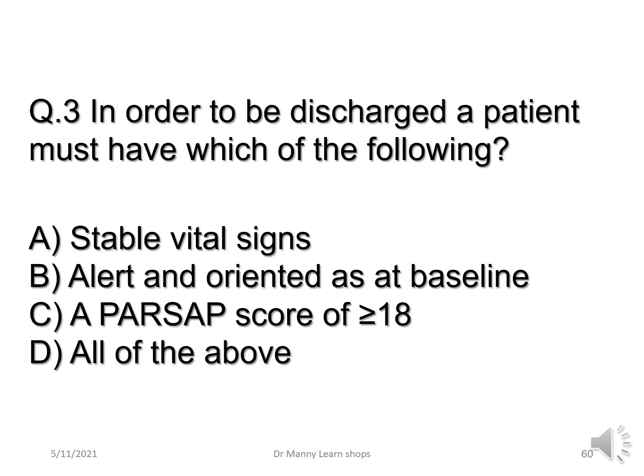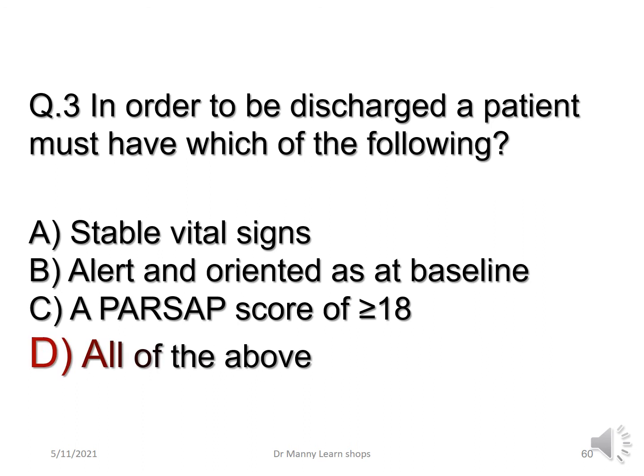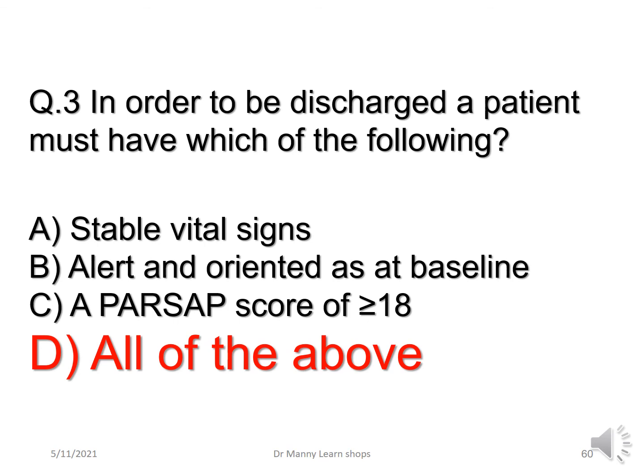In order to be discharged, a patient must have which of the following criteria? Stable vital signs, be alert and orientated as they were at their baseline pre-procedure, have a PARSAP score of greater than or equal to 18, or should it be all of them? It should be all of them, and more.